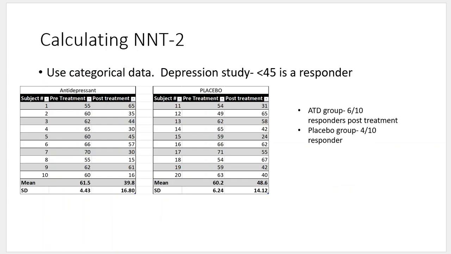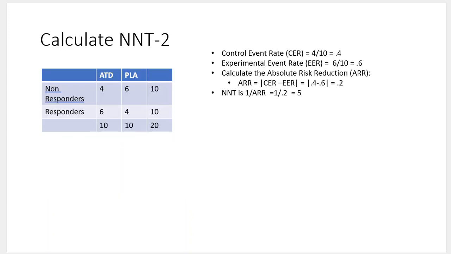Now let's look at the NNT in our depression study. So let's say less than 45 is a responder. In our antidepressant group, 6 of 10 are responders, and in our placebo group, 4 of the 10 are responders. So we do the same calculation. 0.6 minus 0.4 is 0.2. Take the reciprocal, and our NNT is 5. So we have to expose 5 people to the antidepressant in order to say that at least one is a responder.